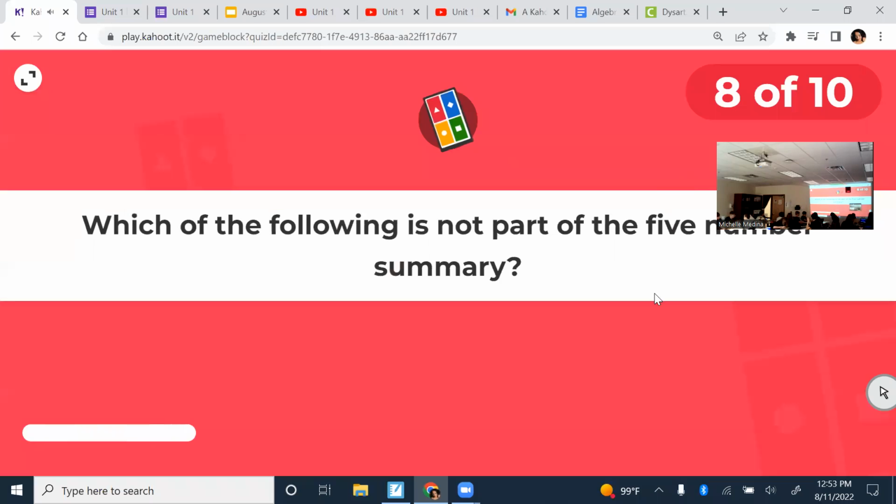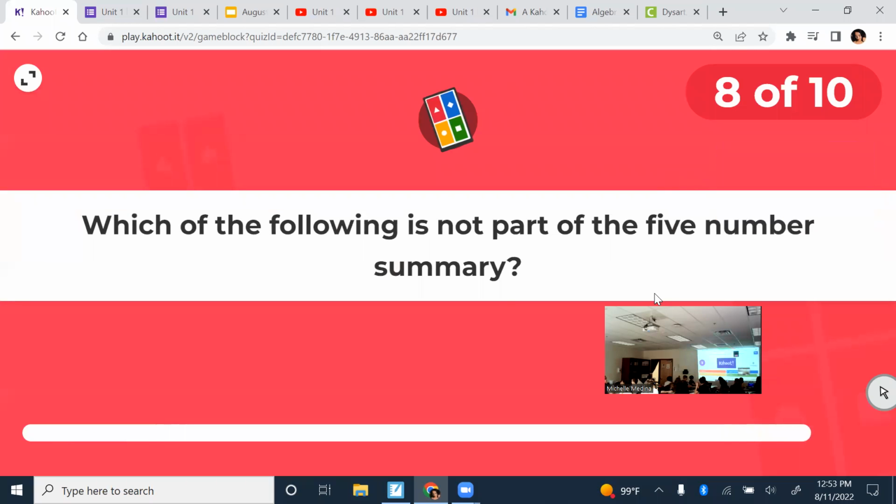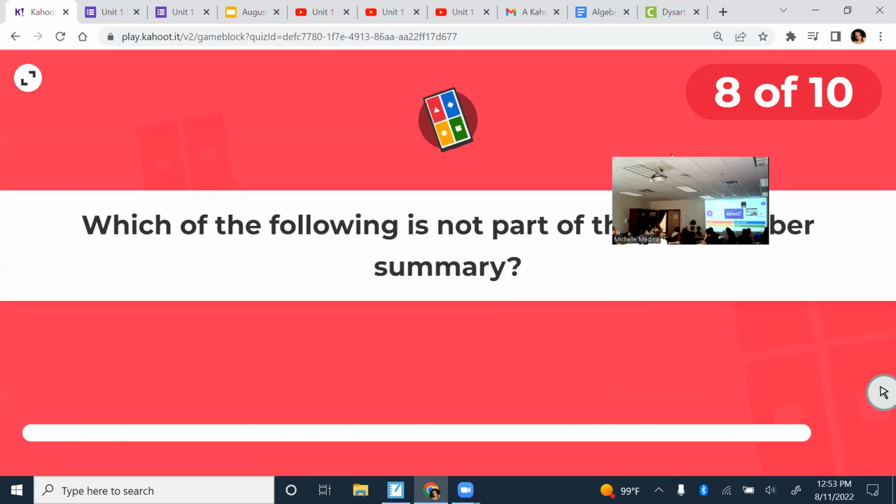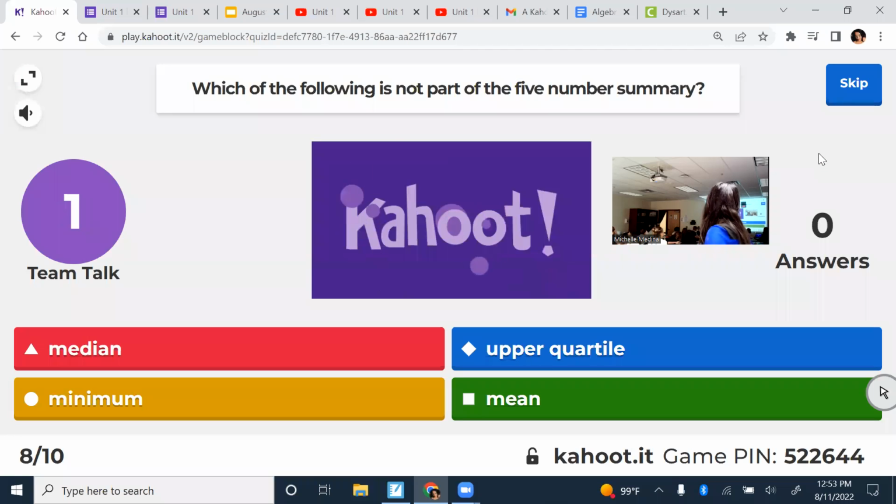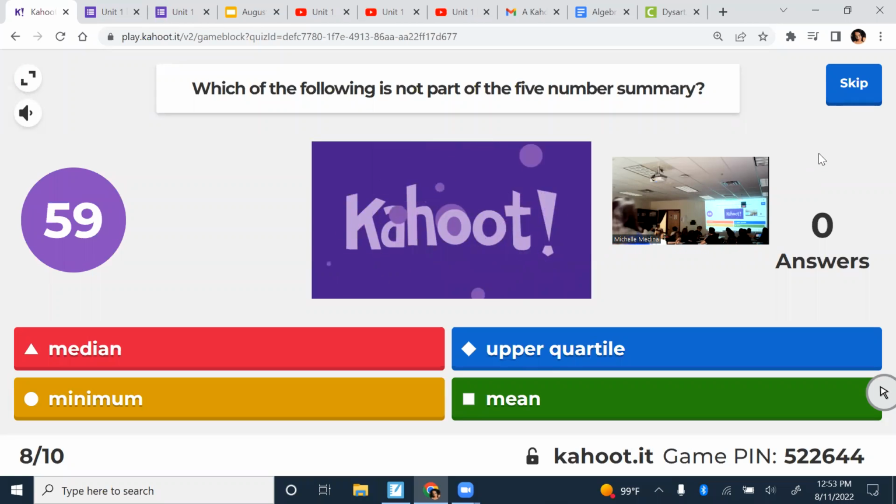All right, which of the following is not part of the 5-number summary?